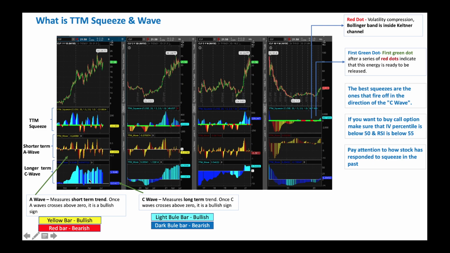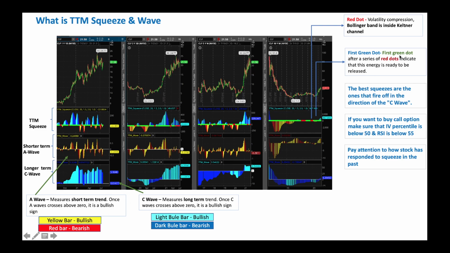Same thought process as you go towards the 3 day, 1 week, and 1 month chart. As you can see, your first red dot indicates tight compression of volatility. At this time, the Bollinger Band is inside the Keltner channel, so energy has to get released. That's where it's a tight trading range. You got to watch out and trade in the direction of the longer term C wave.